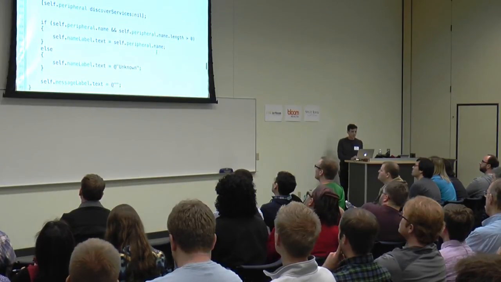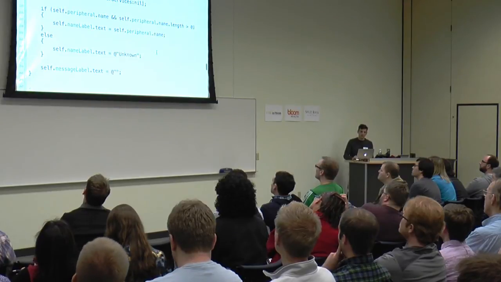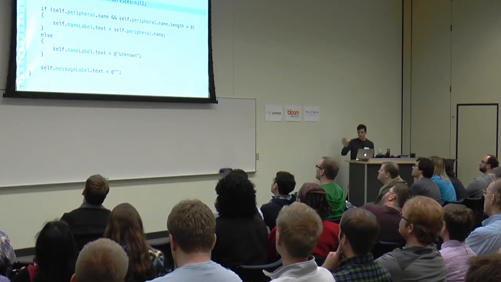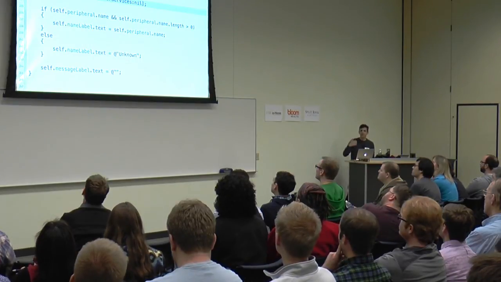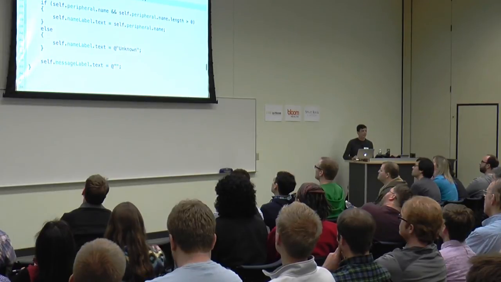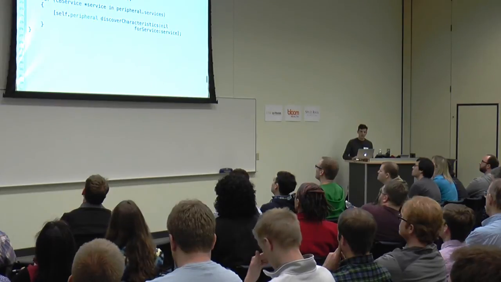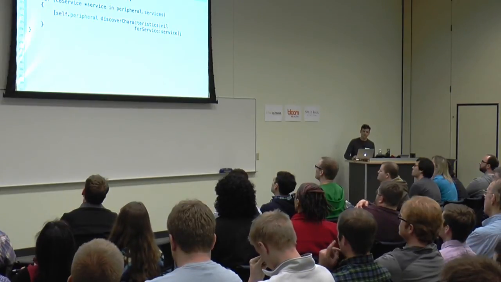Okay, so first up, we're going to call discover services on this peripheral right when the detail page is displayed. And remember, this is going to let the OS do all the hard work for us, and it's just going to send us a callback with an array of services. So we call that, we sit back and wait, and we'll get back an array of services. So here's didDiscoverServices.